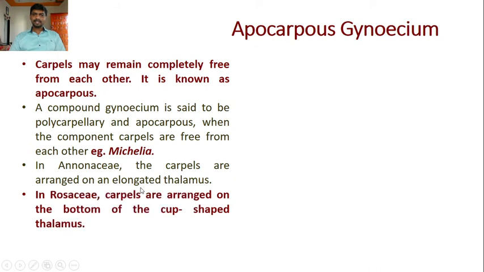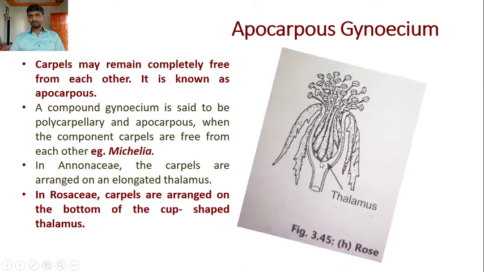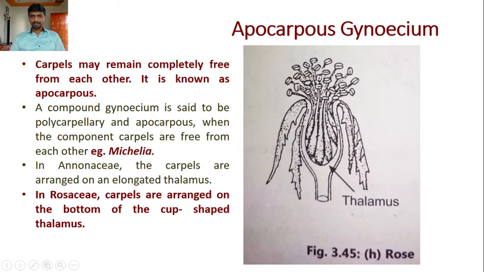While in Rosaceae, carpels are arranged on the bottom of a cup-shaped thalamus. So this is a cup-shaped thalamus where the individual carpels get arranged. Obviously these are apocarpous, but here the ovary is deeply situated. It is an inferior ovary, with the calyx and corolla present above the ovary. So this is also an apocarpous gynoecium.